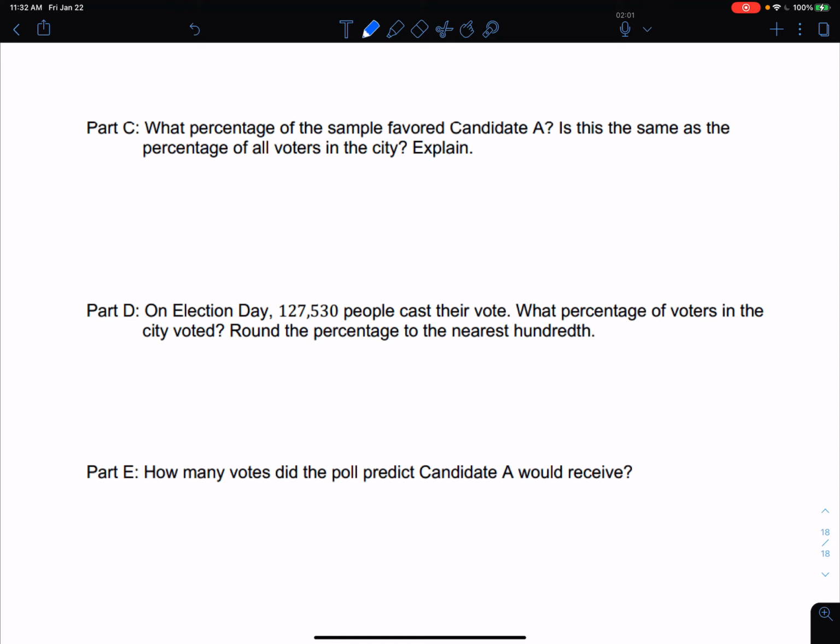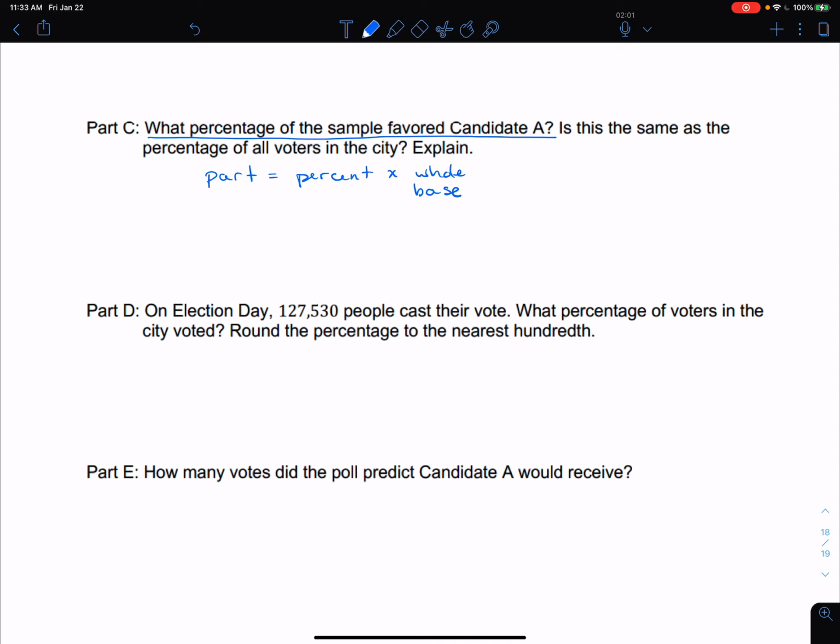So if we look at Part C, they ask what percentage of the sample favored candidate A. Is this the same as the percentage of all voters in the city? Explain. So let's focus on the first part. What percentage of the sample favored candidate A? So we've got that part equals the percent times the whole, or the base.